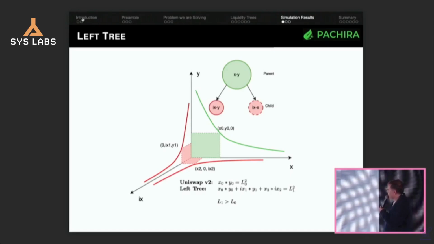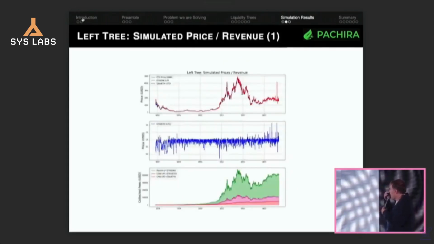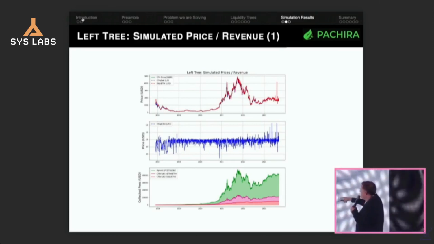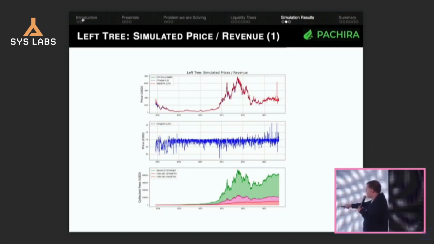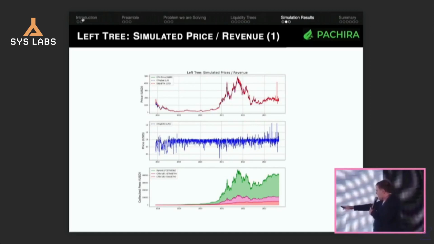So here we have the simulation. We've taken that idea and we've simulated it. There are a few mathematical things we had to do to put this simulator together, which we're not going to talk about in this talk. These top two images are the simulations for one of the children, which is DAI, IETH, or ETH, IDAI, and IETH, ETH. As you can see here, it's highly volatile, not as volatile as the top chart. And the bottom chart is the revenue that we harvested off the tree.